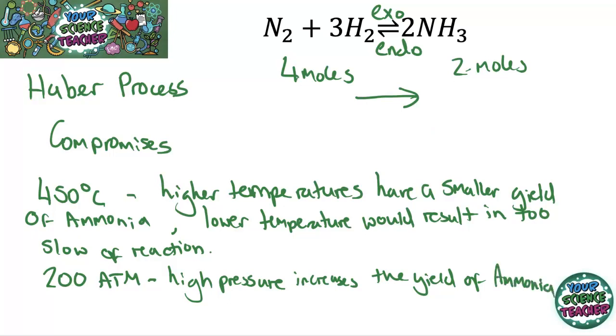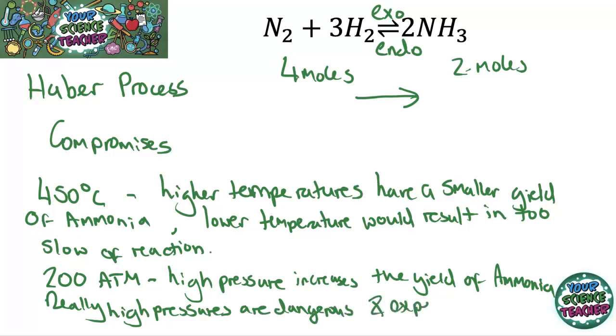So why don't I just keep going up? Why don't I do 700 atmospheres of pressure? Well, really high pressures are dangerous and expensive because you've got hydrogen in there, which is highly flammable. If I increase the pressure too high, then I could get explosions happening. And also, they're really expensive to create. It requires lots of energy to create pressures much higher than 200 atmosphere pressure.